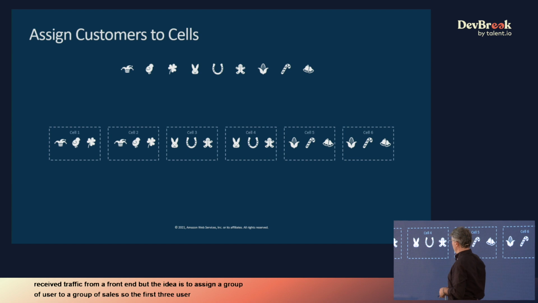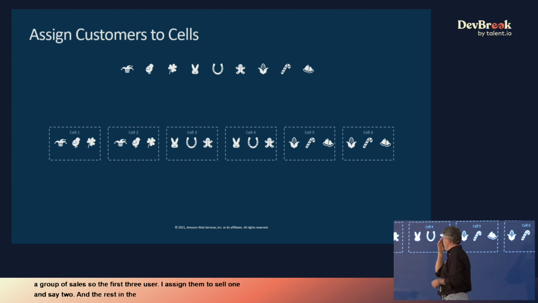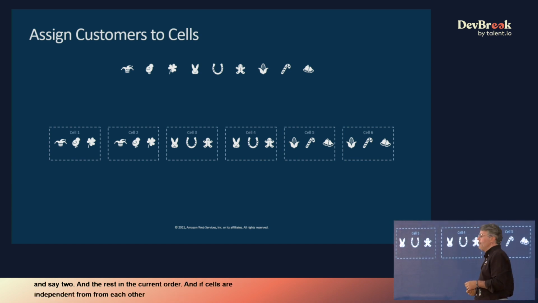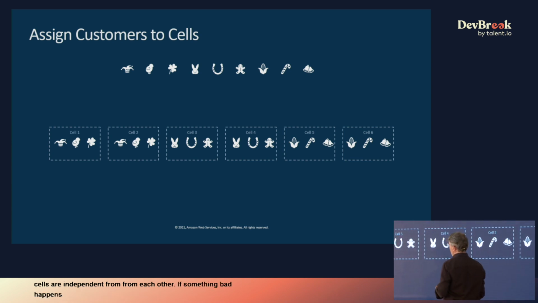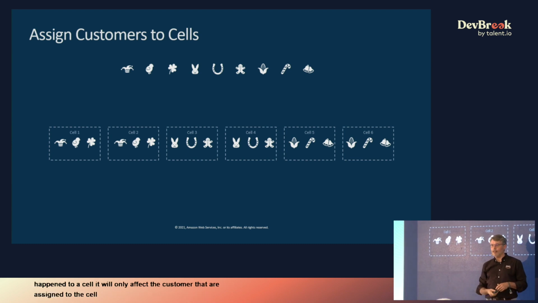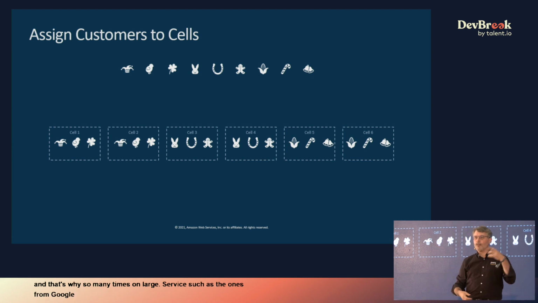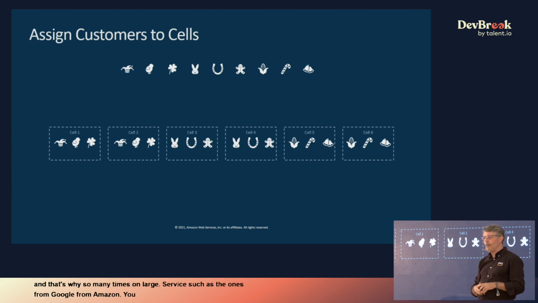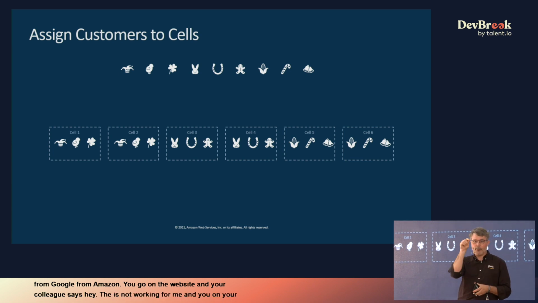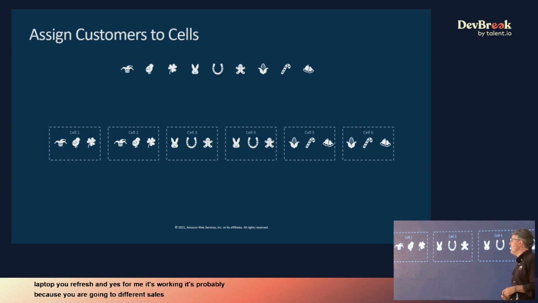So the first 3 users, I assign them to cell 1 and cell 2, and the rest in the current order. And if cells are independent from each other, if something bad happens to a cell, it will only affect the customers that are assigned to that cell. And that's why so many times on large services, such as the ones from Google, from Amazon, you go on a website and your colleague says, hey, the console is not working for me. And you, on your laptop, you refresh, and yes, for me it's working. It's probably because you are going to different cells in the backend.